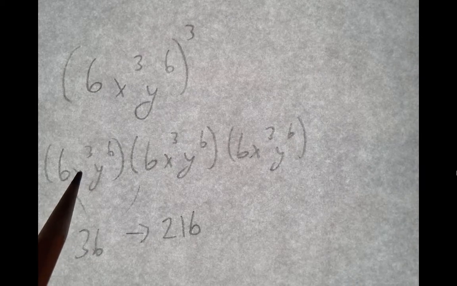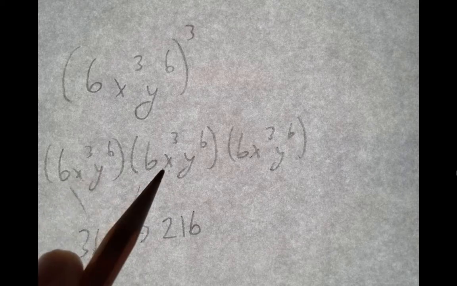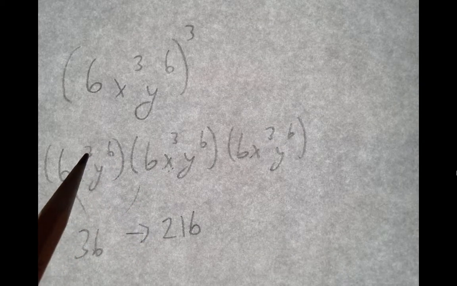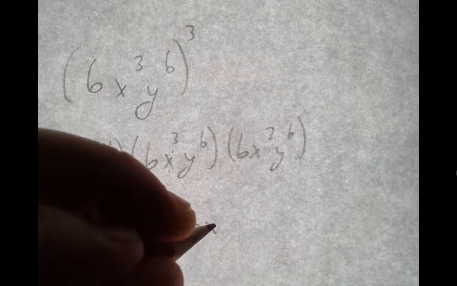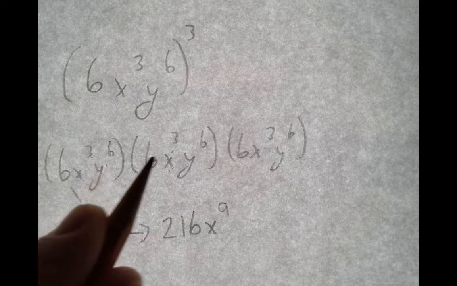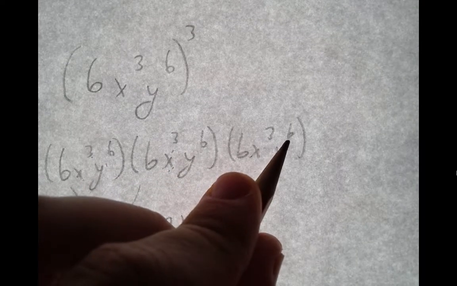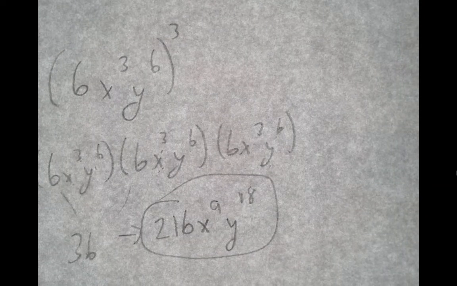And then I'm just going to look. When I'm multiplying these variables, I look for the same base. And once I have the same base, I just add the exponents. 3 plus 3 plus 3 becomes x to the ninth. And then 6 plus 6 plus 6, because when I multiply variables, I add those exponents, becomes y to the 18th. And that should be our answer.